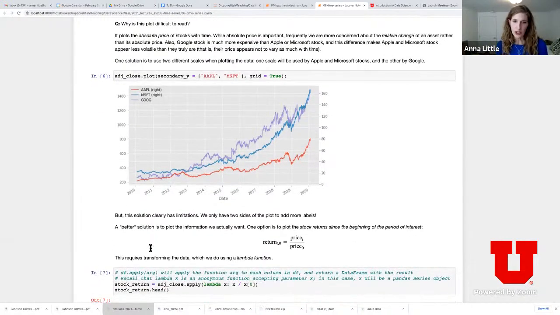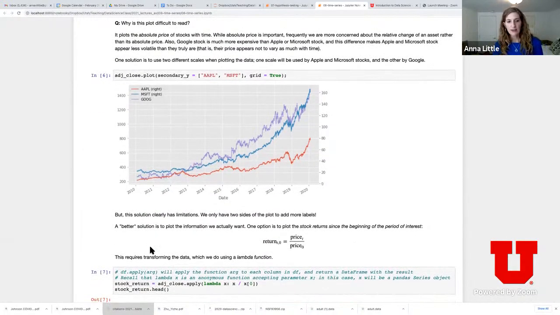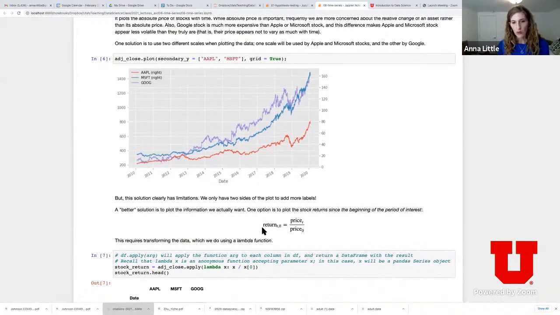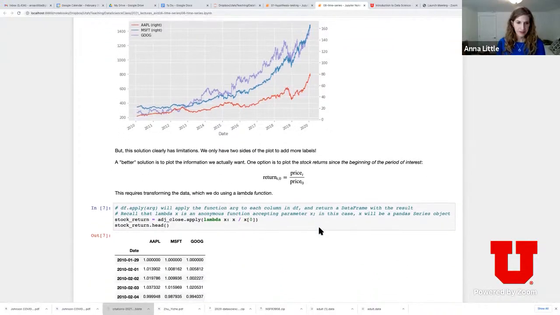So a better solution is to just define everything in relative terms. We want to define and plot the stock return since the beginning of some period of interest. So maybe since the beginning of the year or since the beginning of 2010, depending on what you're interested in. We'll define the return at time t to be the price at time t over the price at time 0. So for example, if this number was 1.2, then you would see that the stock had increased by 20% since the beginning of the period.